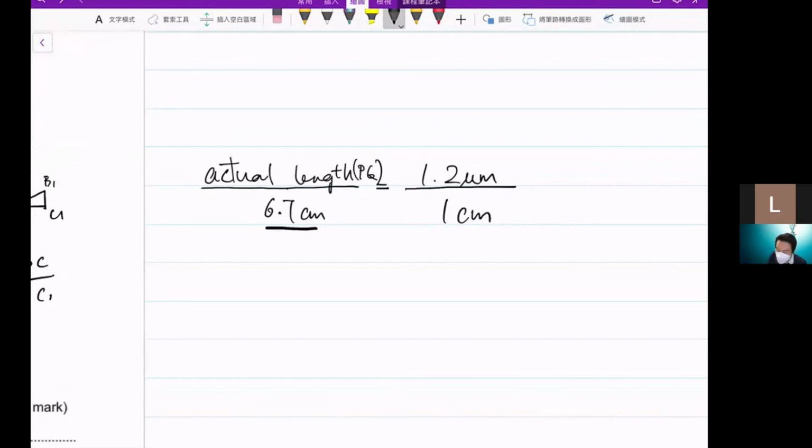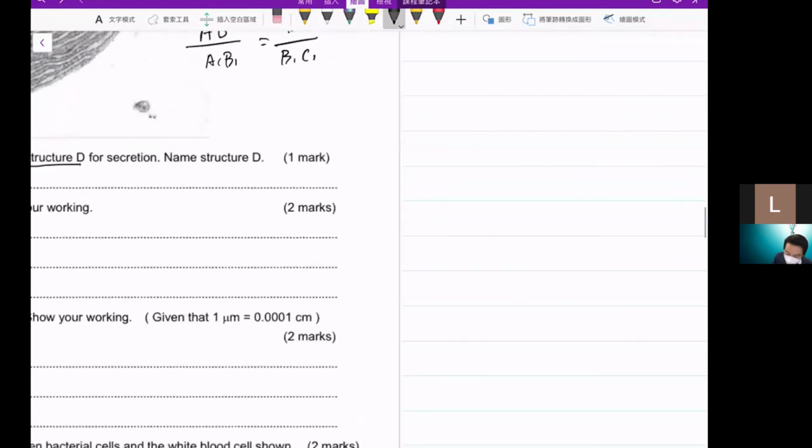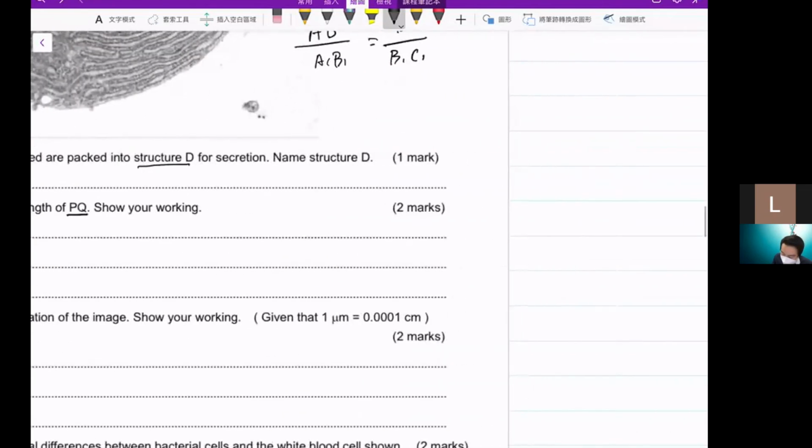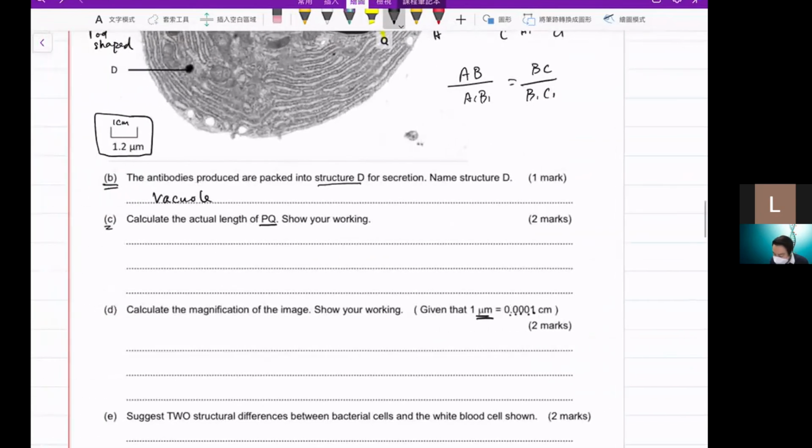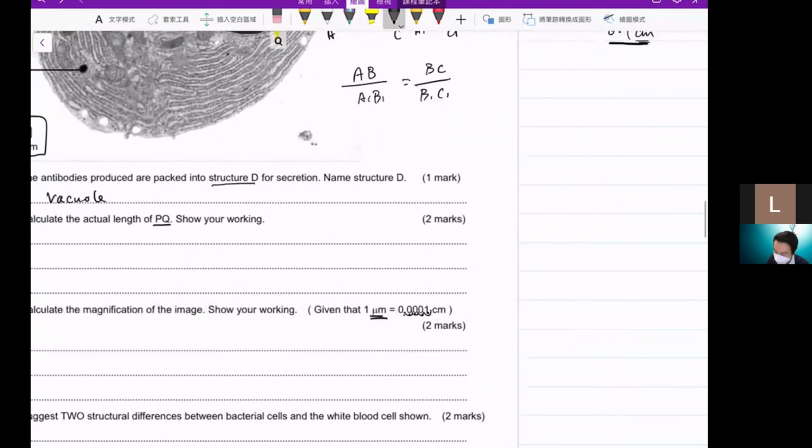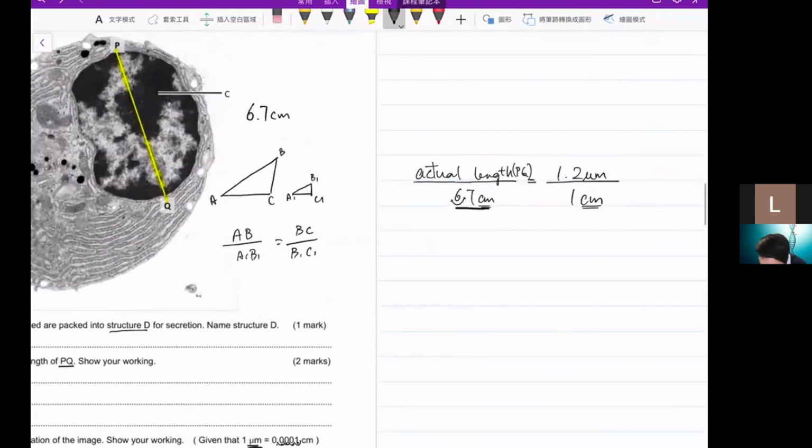But to do this, you need to convert all the units to be the same. In this case, we will use micrometers. Given that 1 micrometer is equal to 0.0001 centimeters. So 1, 2, 3, 4. 1, 2, 3, 4.